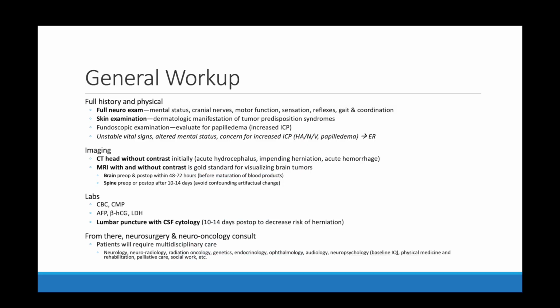When children present with any of those concerning symptoms that we went over previously, their workup should always begin with a complete history and physical, inquire about their birth history, medical history, family history, any genetic syndromes that we may be concerned about. And then in the exam, we definitely want to perform a complete neurological exam, examining their mental status, cranial nerves, sensation, motor function, and full cerebellar exam as well, assessing their gait, coordination, also assess their reflexes. A skin exam can be helpful to assess for potential dermatologic manifestation of various tumor predisposition syndromes.